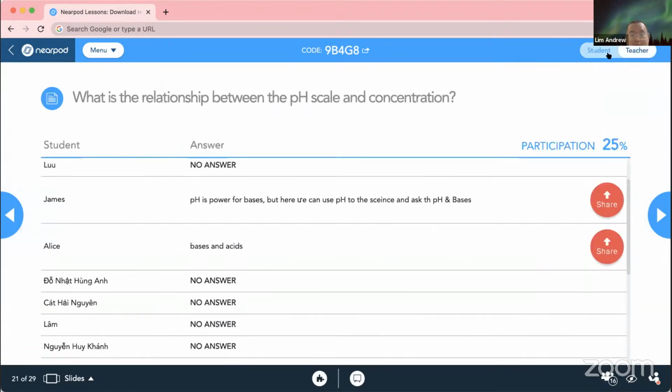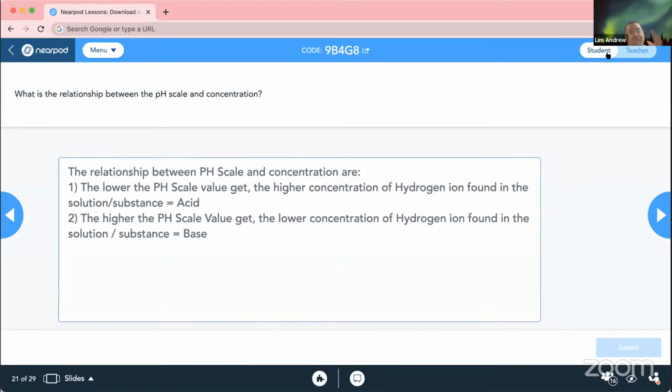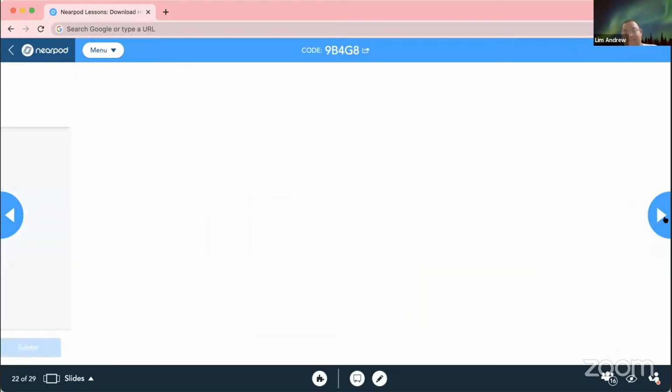Now, we have acid on this side. We have base on this side. How do I make it neutral? Is there some way that I can make an acid become a base, make a base become an acid, or make them become neutral? So how do we go about that?